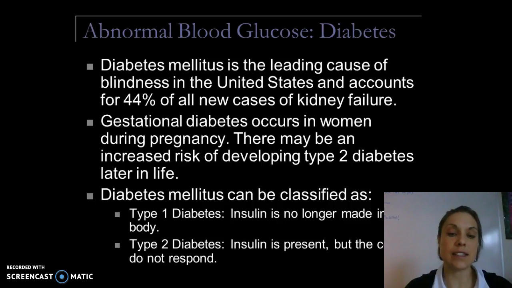Type 2 diabetes has insulin present, but the cells do not respond. Another term for this is insulin resistance. This typically happens when people have certain lifestyles, such as overconsumption of energy-dense food, high sugar intake, low activity level, but there is some nature and nurture in there too, and it's partially genetics.